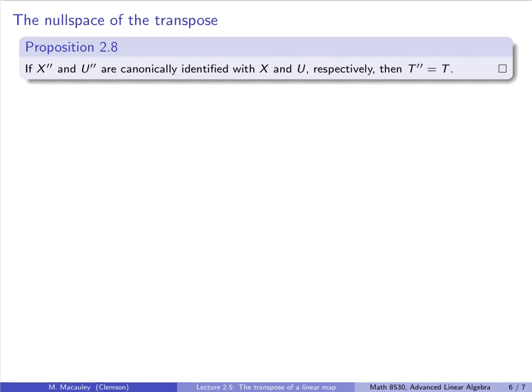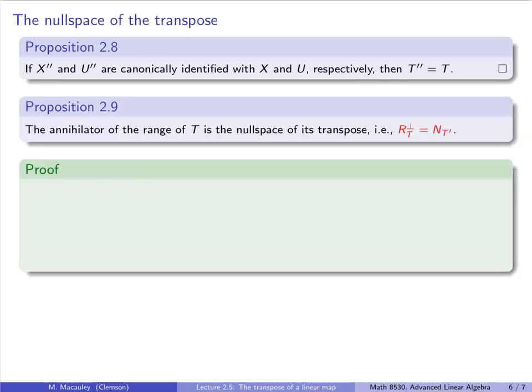Let's now prove a few basic results about the transpose. But first of all, I'll leave this as verification, as a simple exercise, that if we canonically identify the double duals of X and U with the original spaces X and U, then the transpose of the transpose is just T itself.